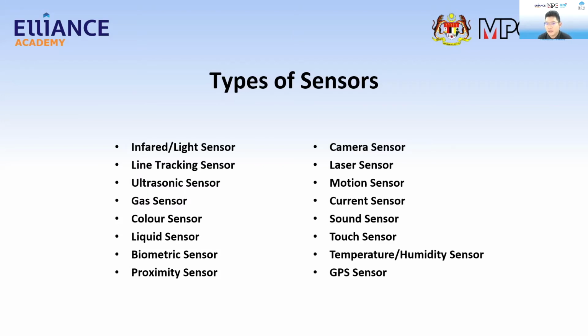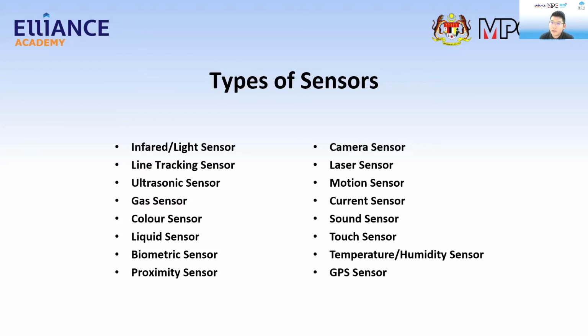You can tell whether the water is hot enough, or if the water has cooled down already, you can turn on the fire. So this is how we can use sensors in our life. And also we have camera sensor, motion sensor, current sensor, sound sensor, touch sensor. These are all the sensors that you can get on the market.